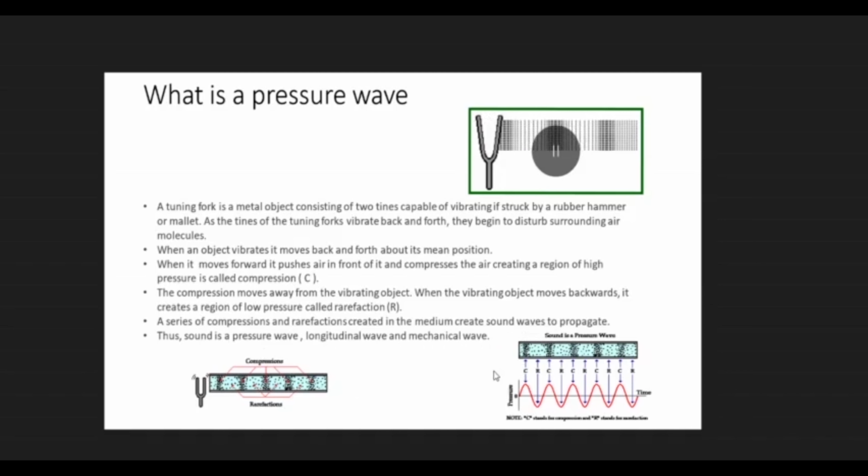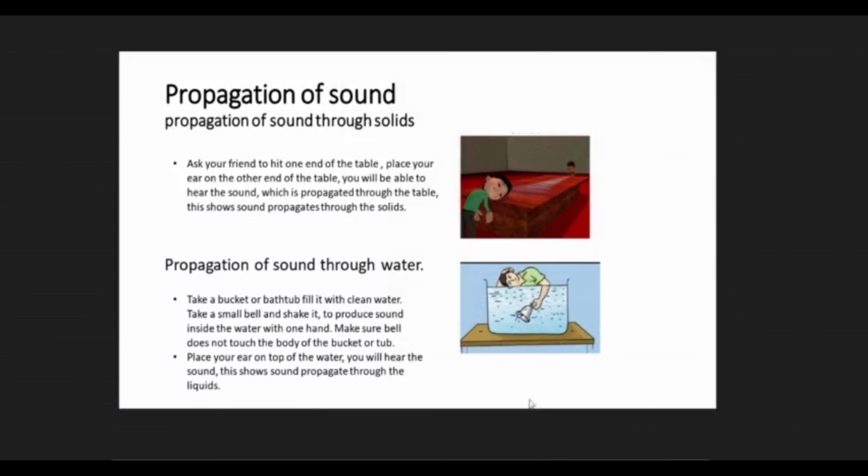Here you can also see that when these tines vibrate in the tuning fork, here there is a higher pressure, which is the compressions, and here there is lower pressure, which is the rarefactions. This is the propagation of sound.